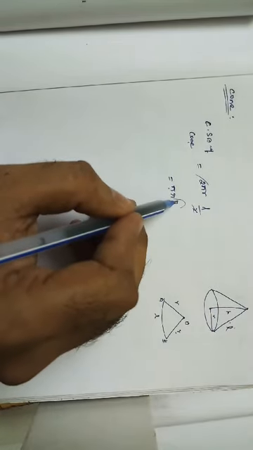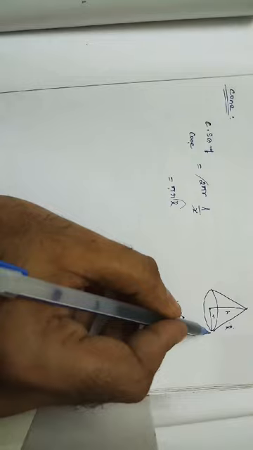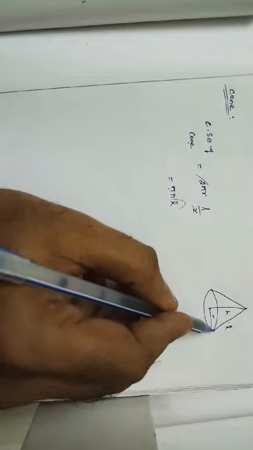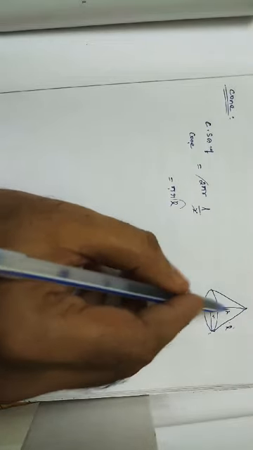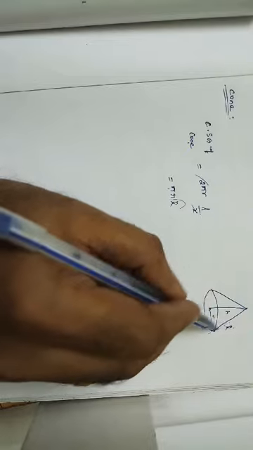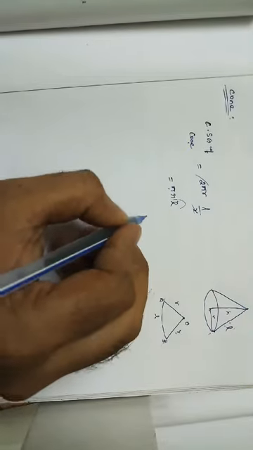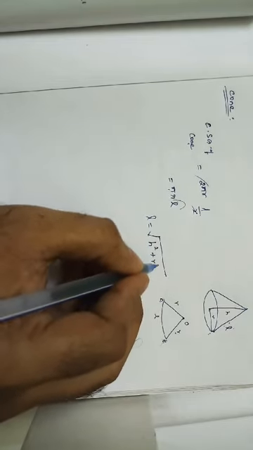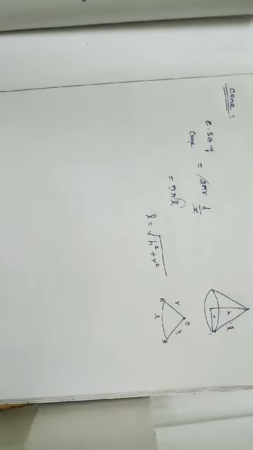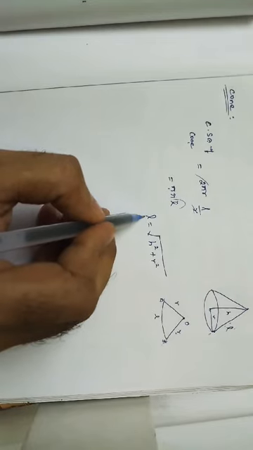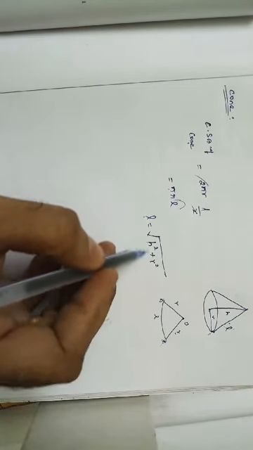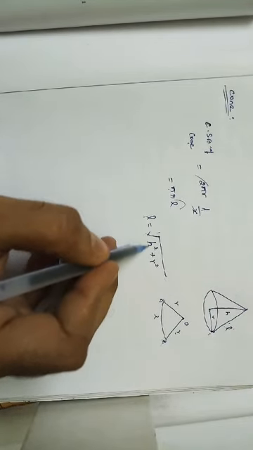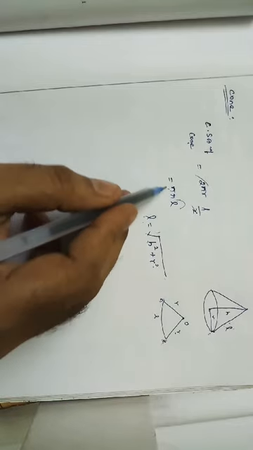This L is nothing but the slant height. That's very important. H is the perpendicular height, and L is the slant height. How do we find L? L is equal to the square root of h square plus r square. For finding the value of L, we need h and r. So CSA of cone is pi r L.